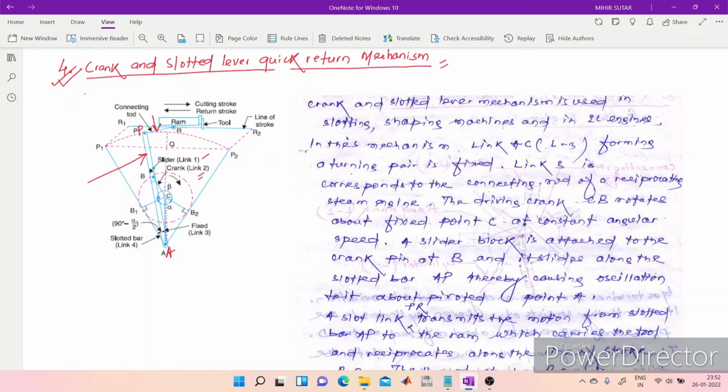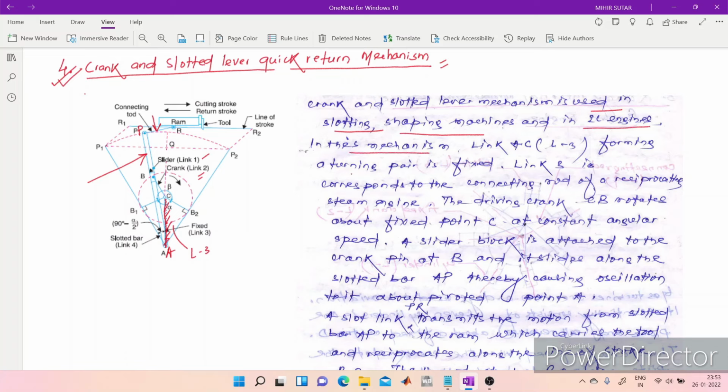Now, the entire line of stroke of this ram can be represented from R1 to R2. Link 3 is fixed here from A to C. You can see here this link 3 which is fixed. Now, the crank and slotted lever mechanism is used in slotting machines, shaping machines, etc., and in IC engines also.